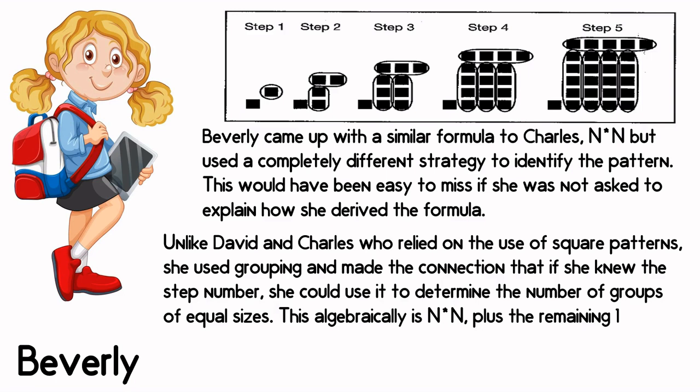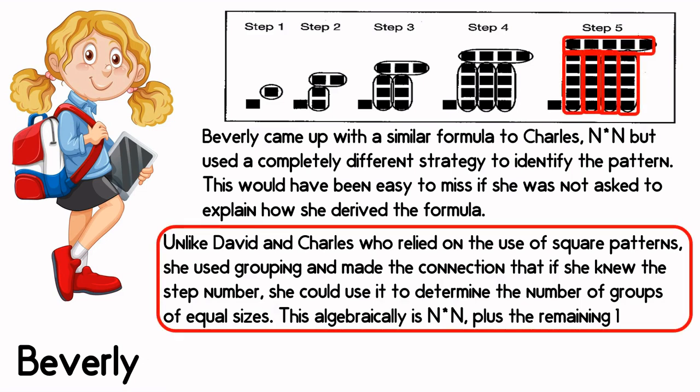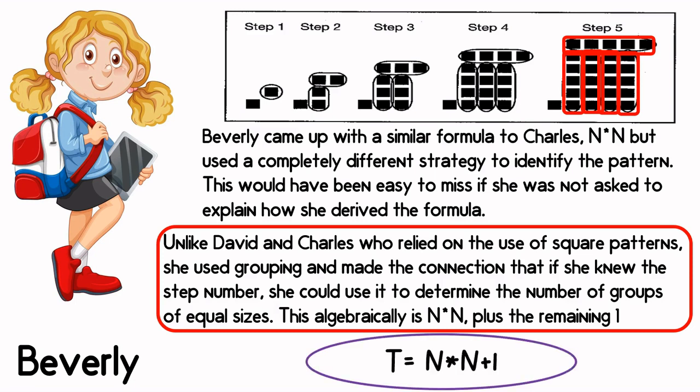And although that was correct, she had to actually go up and explain what she meant. And then it became clear that unlike David and Charles, who relied on the use of those square patterns, she actually was coming up with n times n with grouping. She would take the step number, so in this case step 5, and she would use that as a guide, and she would find 5 groups of equal numbers, 5 and 5, and she would circle them. And so since it's the same number in each group and the same number of groups, algebraically that's n times n, there'd be one tile left over, and so her formula was n times n plus 1.